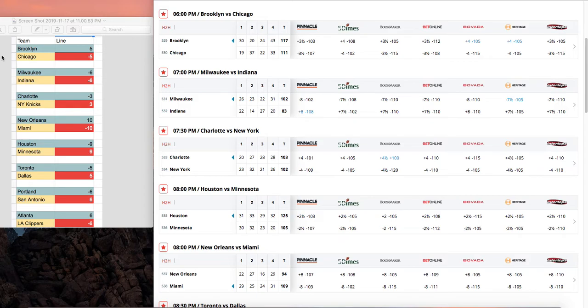NFL, we use the last 5 games. For hockey, we use the last 10 games. Major League Baseball, we use the last 10 games. And we found that that's a better representation of how that team's going to perform in the next game than it is using year-to-date stats.